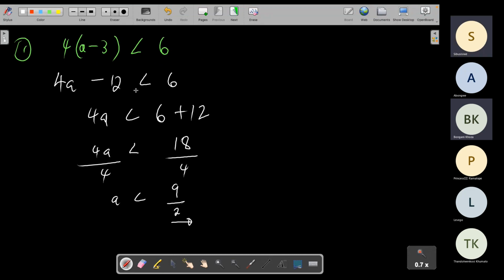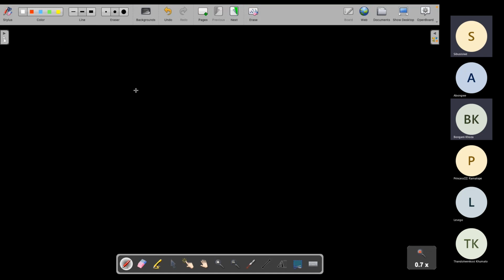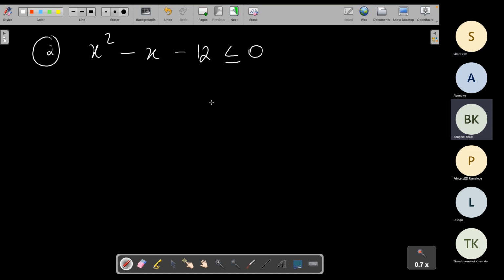Nope. The second one, number 2, was x squared minus x minus 12 less than 0. And then there's a line under the less than 0, so it's less than or equal to. Right.